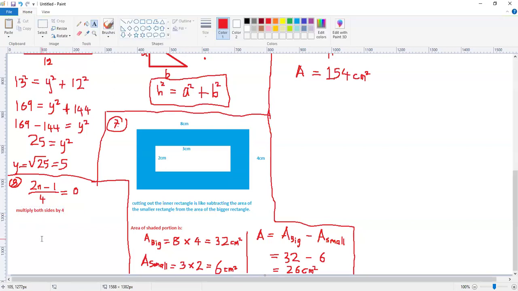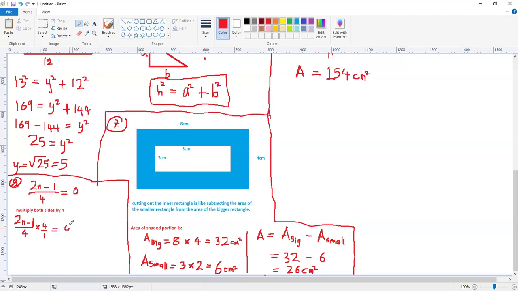So if I multiply both sides by 4, see what's going to happen. I'm going to have 2n minus 1 over 4 times 4. Of course, you know that that 4 there is 4 over 1, isn't it? So it's definitely going to cancel itself.